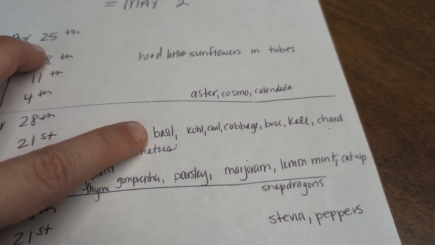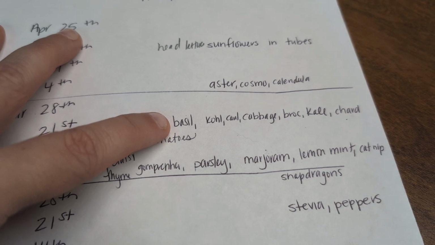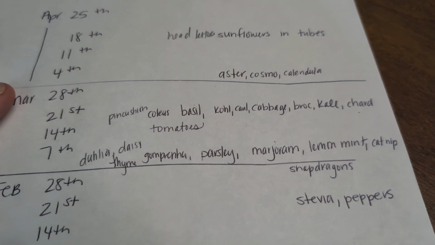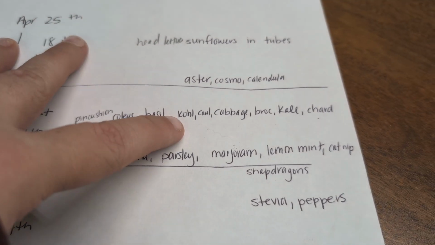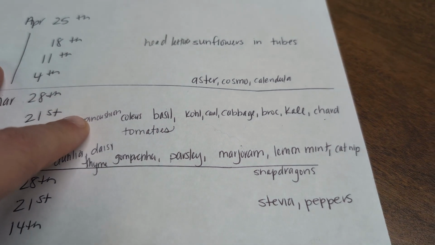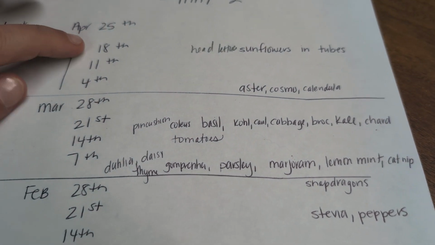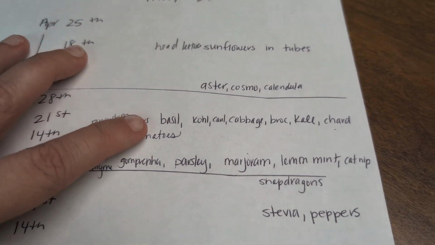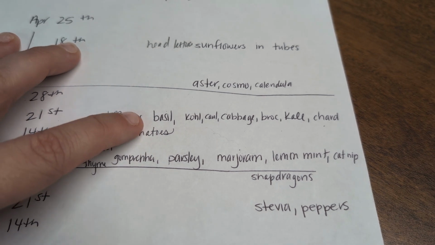Pincushion flowers, my basils I start here. I don't like my basils getting too big too early in the house either. And then all my cool season crops that I'm going to put outside, I like to start them and give them a couple weeks. Those can start going out usually over here. I just like to get them started and then I harden them off.